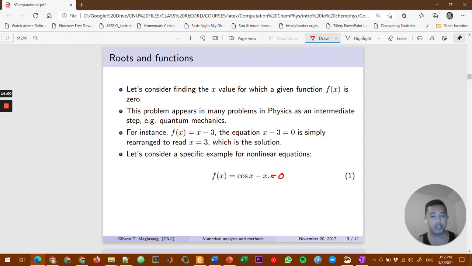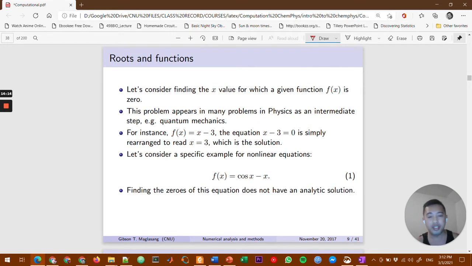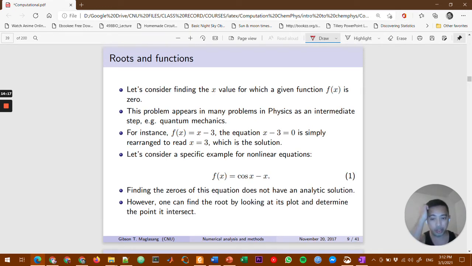Let's say you try to solve it. Actually, you cannot solve it because there is no exact solution that exists. So that's pretty difficult to solve. Finding the zeros of this equation does not have an analytic solution, so there is no exact solution that you can derive. However, one can find the root by looking at its plot and determining the point where it intersects.